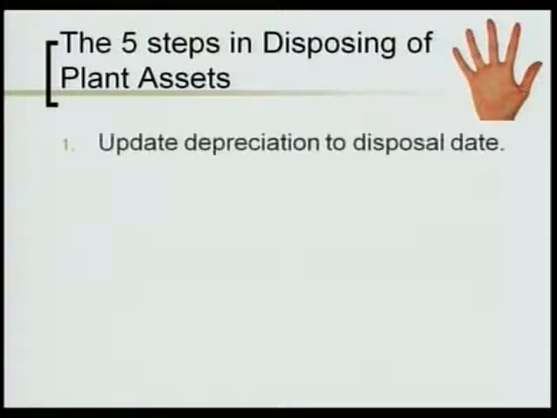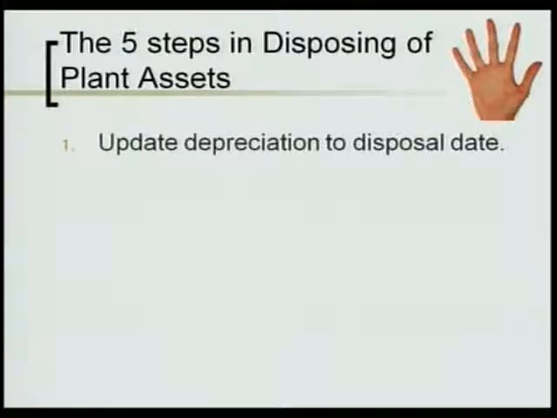All right, the first one is you want to update depreciation to the disposal date. So let's say you're disposing of an asset on May the 1st. Well, then you want to update depreciation and book that journal entry for those first 4 months of that year. You with me? Okay, so that's probably going to be a partial year depreciation entry, okay?